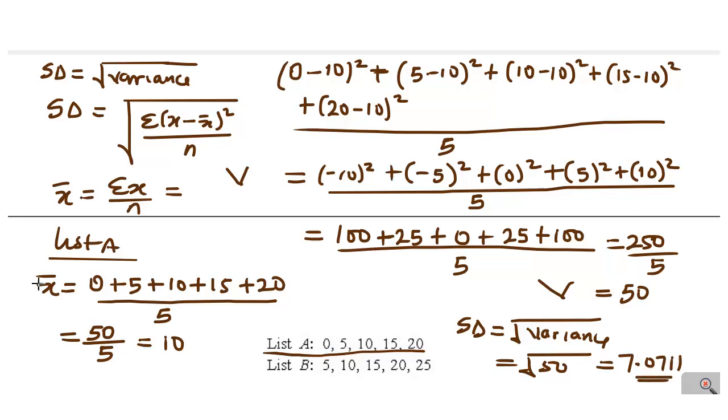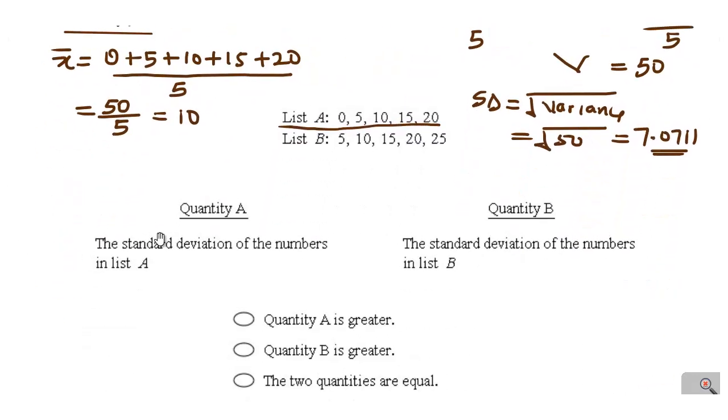7.0711. So this will be our Quantity A. Let's just put it as square root of 50 here. All right, yeah, so that's that. Now let's move on to quantity B.